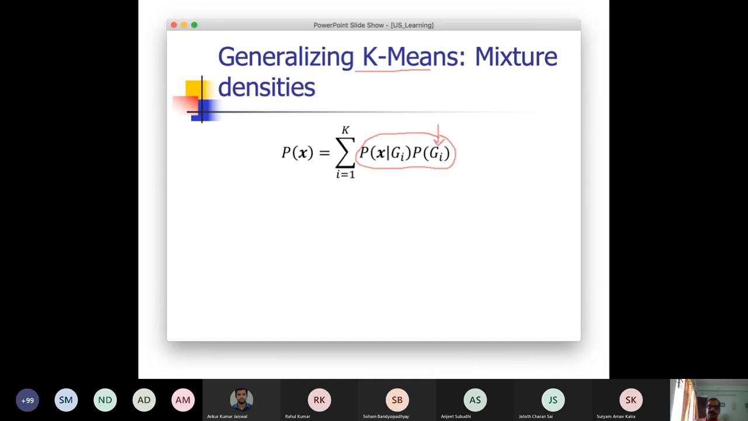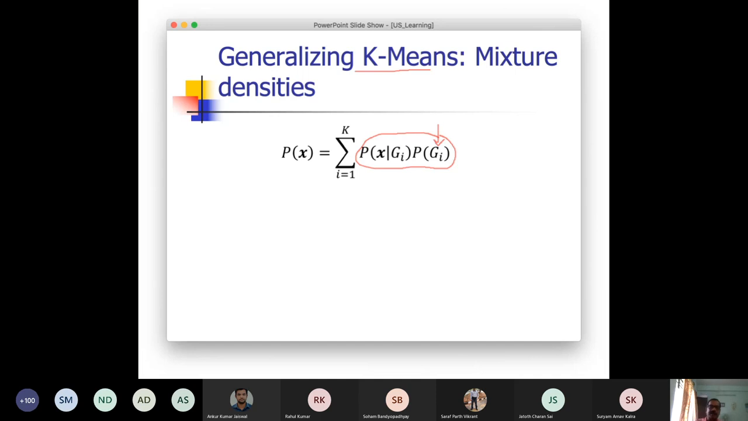Could you please explain what Gi is? Is Gi the classes or labels? Gi is representing a cluster here. It is not a class. Gi is representing a group. So you assume that there are k groups, and each group is represented by, say, Gi. Okay.